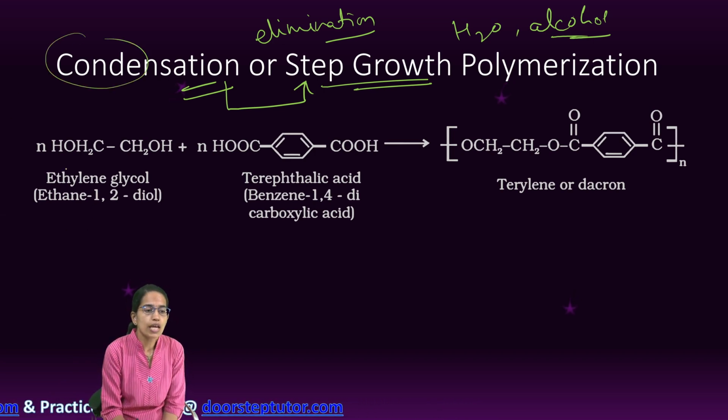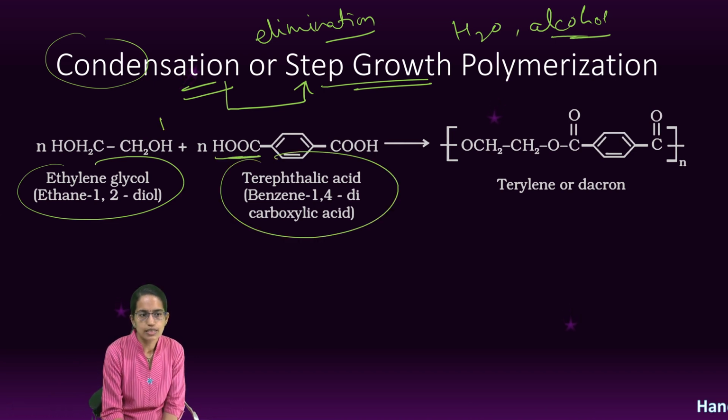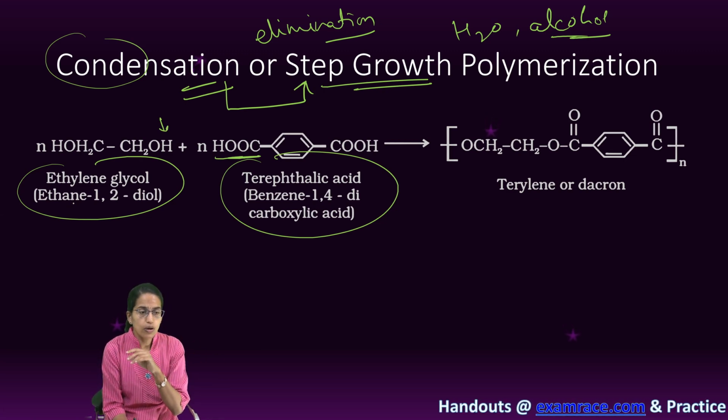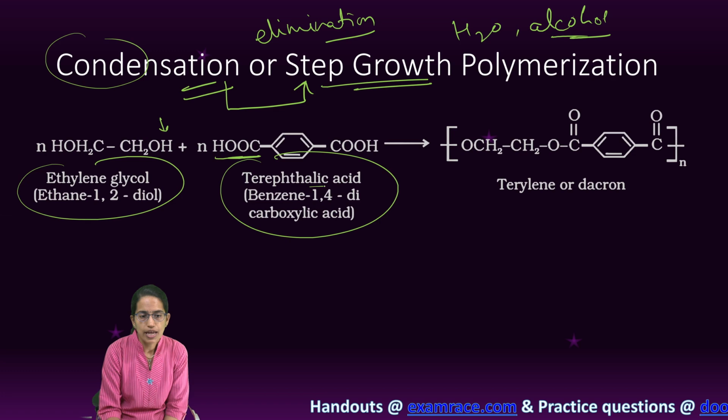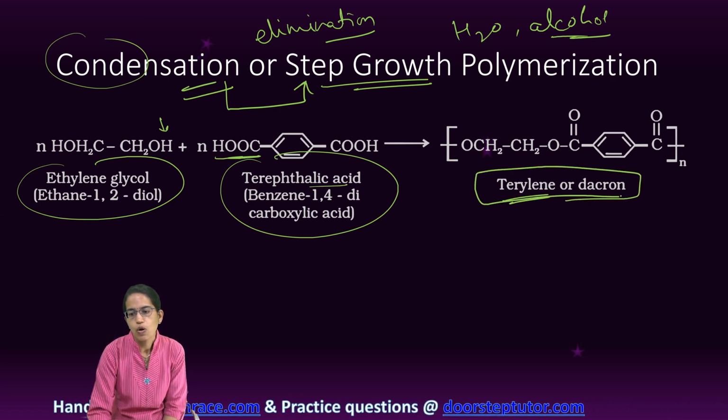Now here we have two groups. One is the carboxylic acid, the other is the alcohol group. Now ethylene glycol, when it reacts with terephthalic acid, what is formed is terylene or dacron.